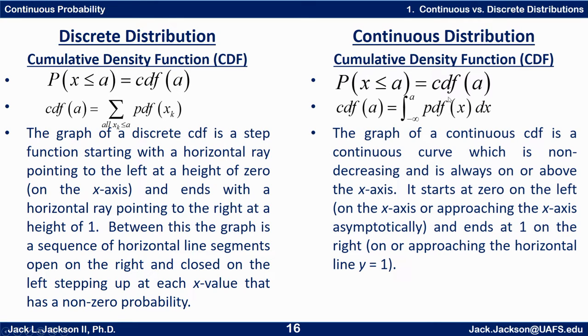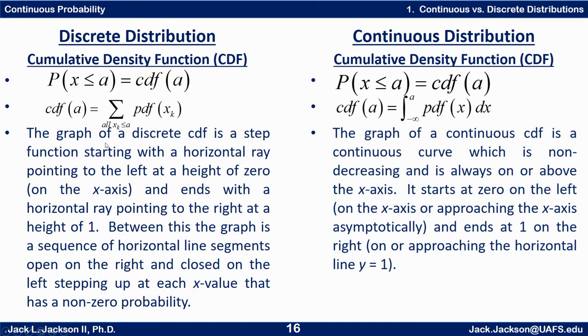Well, summing up all the PDF over here is the integral here. And we go from forever left, negative infinity, up to the a that we're at. So this is basically saying the x's go from negative infinity up to a, and that is exactly what we want there. We just sum those up, and that will give us that.